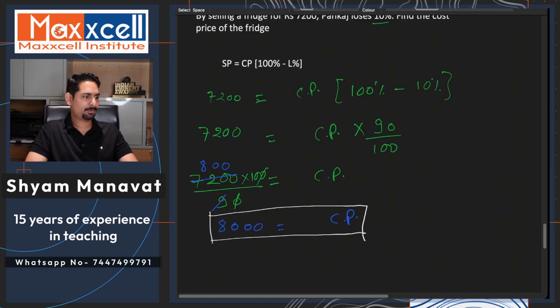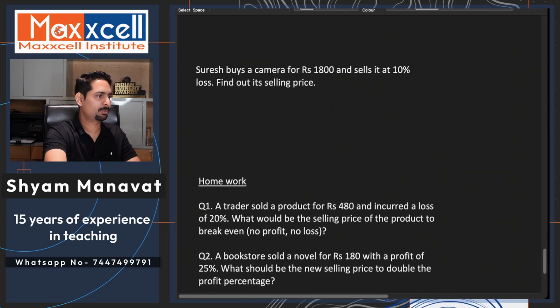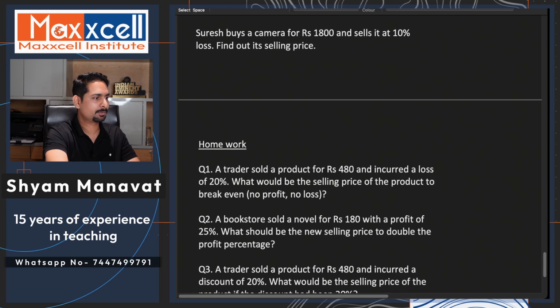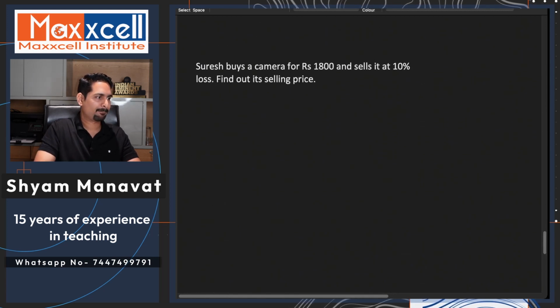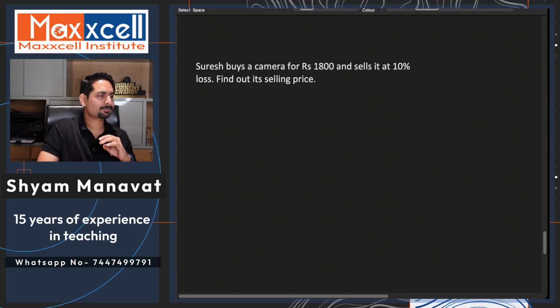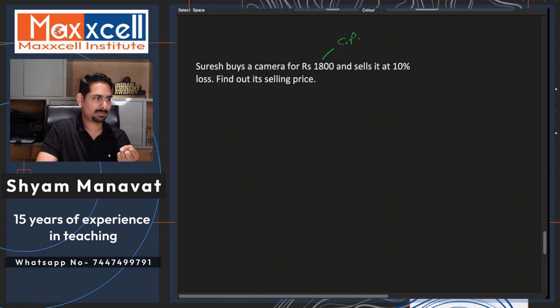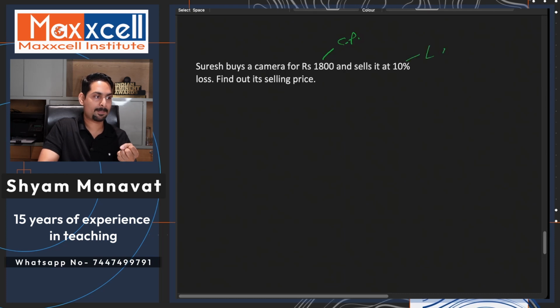Fine. So you learn how to apply the loss percentage formula also. Okay. Now here we have 10% loss. So what do you do here? Buy a camera at 1,800. This is pretty simple. This is cost price. Buying is cost price and sell it at 10% loss. So this is your loss percent. Find the selling price. What will you do?